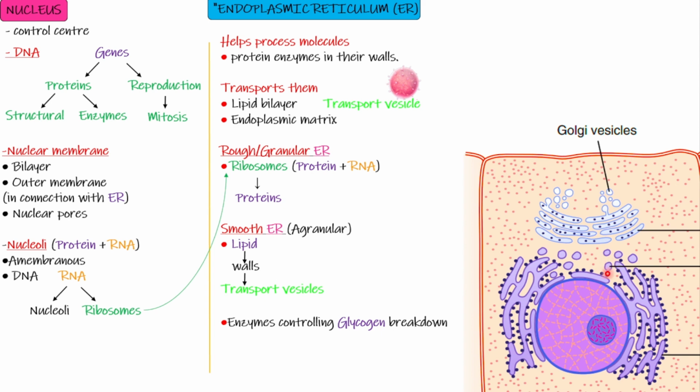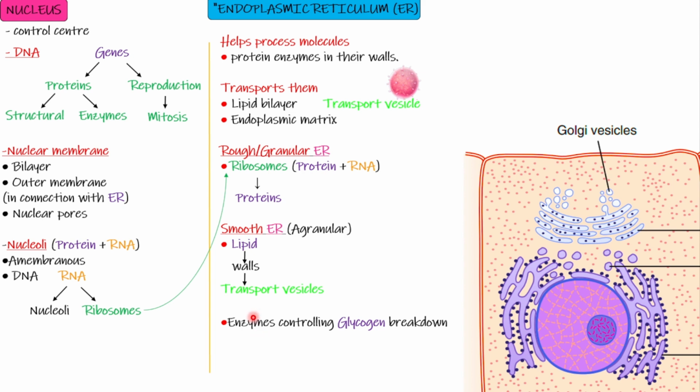Now, these transport vesicles are basically formed of the same lipid bilayer. If you focus on its name, the lipid bilayer is formed by lipid. So where is that lipid coming from? That lipid is being produced in the smooth endoplasmic reticulum, it enters the walls, and when the budding off takes place, the transport vesicles are formed. So one function is this.